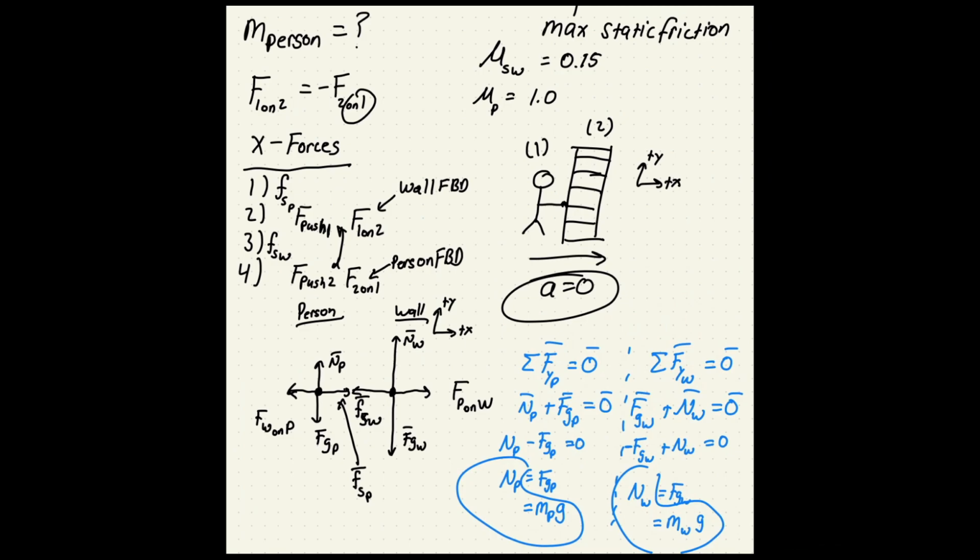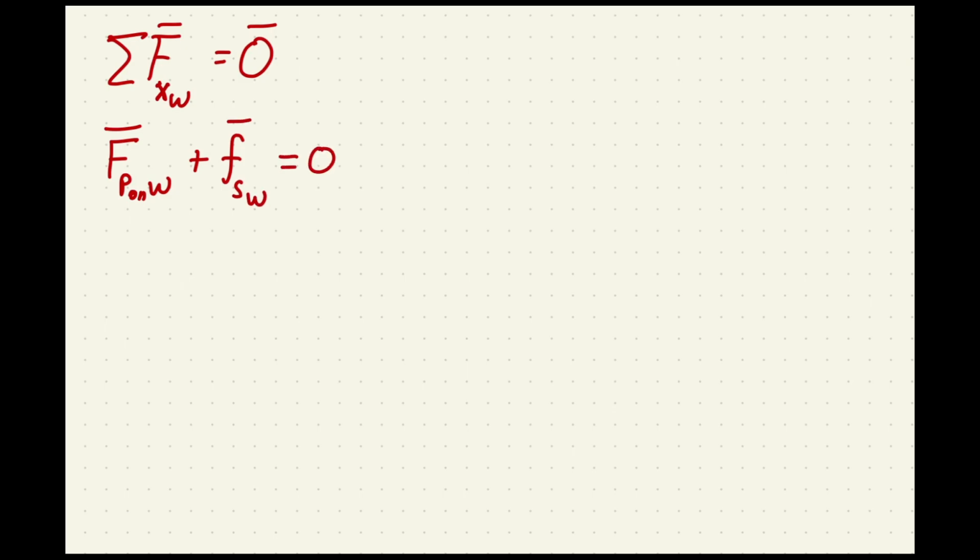So let's go ahead and move over to another page, and let's think about the X direction stuff going on. I'm going to start off on the wall. So my sum of forces in the X direction on the wall is the vector equation, and it should be equal to 0 because we don't have acceleration in any direction for the wall or for the person. The forces that are acting are F of person on the wall, vector, plus the static friction of the wall, vector. And that should give us 0 vector.